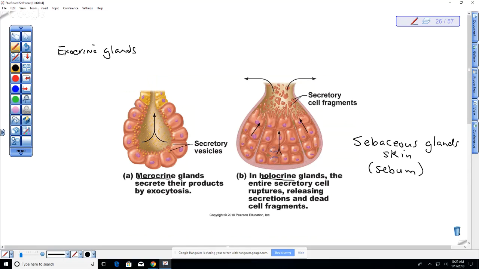So notice that these cells are undergoing mitosis right here. This little diagram shows that the cells have to be continually replaced because the cells fragment and produce their product. So this is also what gives you pimples and acne. So this would be some of what is in a white head on the surface of the skin. That would be your sebaceous glands.